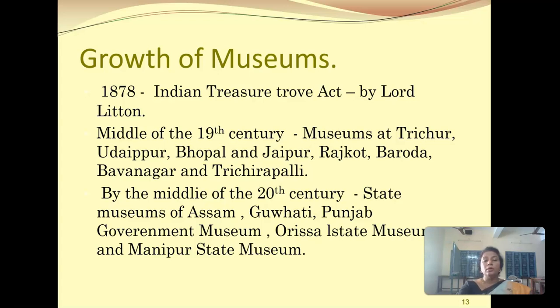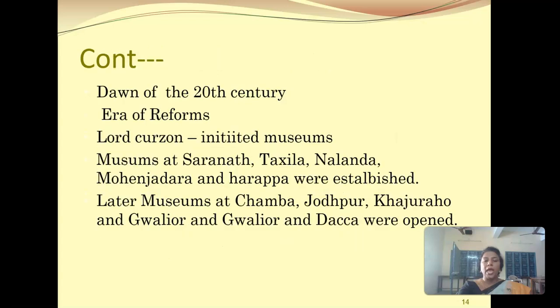They wanted to develop these museums. So in the year 1878, the Indian Treasure Trove Act was passed by Lord Lytton, and according to that act, a lot of museums were established. By the middle of the 19th century, museums at Trichy, Bhopal, Jaipur, Raipur, Baroda and many more were established. In the middle of the 20th century, state museums in Assam, Guwahati and Punjab, and government museums in Orissa and Manipur were all established under the Indian Treasure Trove Act.